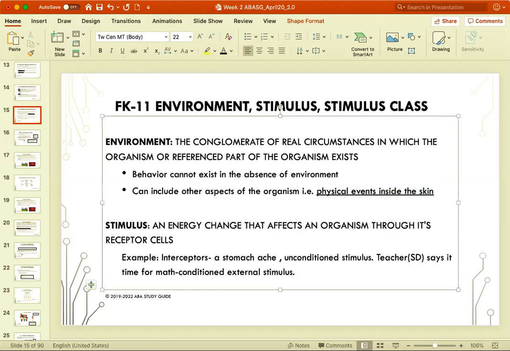We're going to talk about feature and arbitrary stimulus class today, or maybe next week, depends on how timing goes, when we look at stimulus equivalence and concept formation, or equivalence class formation, I should say. Good question. And then your stimulus is an energy change that affects the organism through its receptor cells. So you may have interoceptive or exteroceptive, inside or outside.